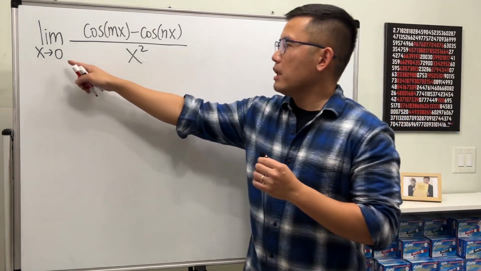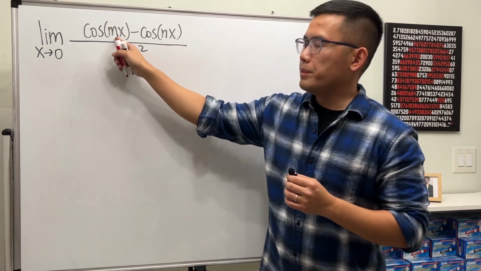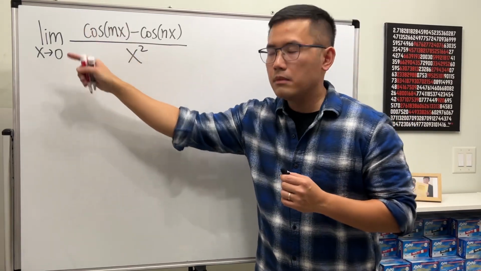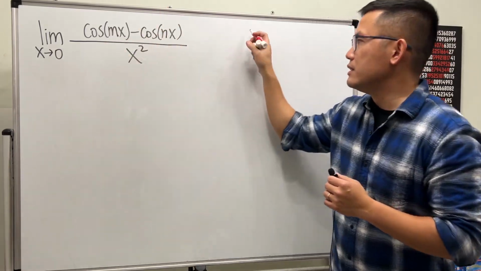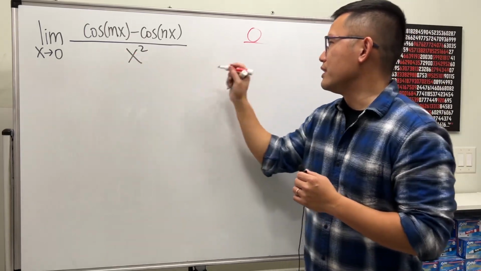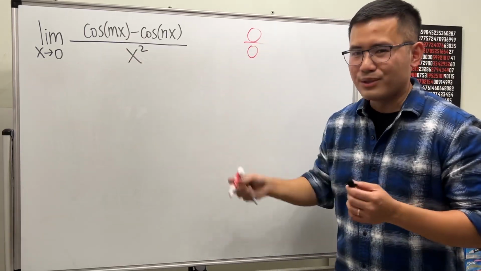Well, let's see. Plugging 0 into all the x's, this will become cosine 0, which is 1, minus another cosine 0, which is 1. 1 minus 1 is 0. And then on the bottom, you can guess it. You get 0, so L'Hopital's rule.